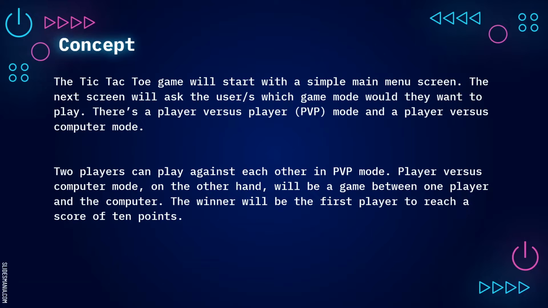So here is the concept. The tic-tac-toe game will start with a simple main menu screen. The first slide that you have seen a while ago is the main menu screen. The next screen will ask the user which game mode they would want to play. There's a player versus player mode and a player versus computer mode. Those are the two game modes. Two players can play against each other in player versus player mode, while player versus computer mode will be a game between one player and the computer. The first player to reach a total score of 10 points will be declared the winner.